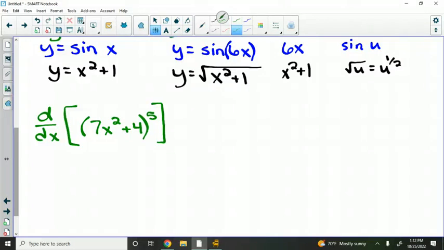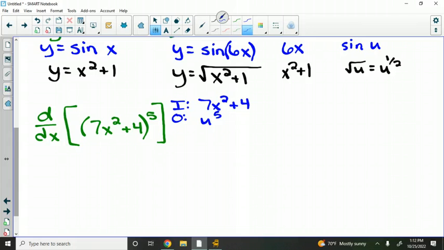Okay, now, especially when you begin, I suggest actually writing out your inner and outer. So kind of what I do is I put just a little I and an O for inner and outer. Our inner, pretty easy to pick out with the parentheses, is 7x squared plus 4. Our outer is u to the 5th.